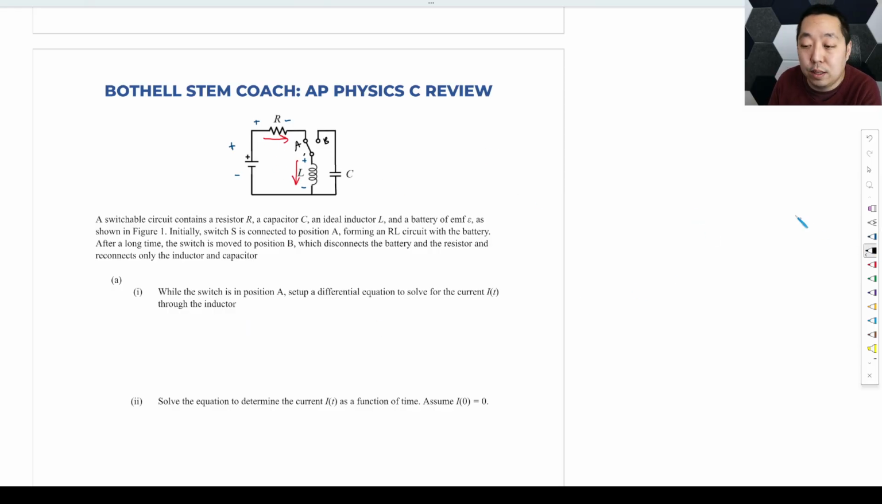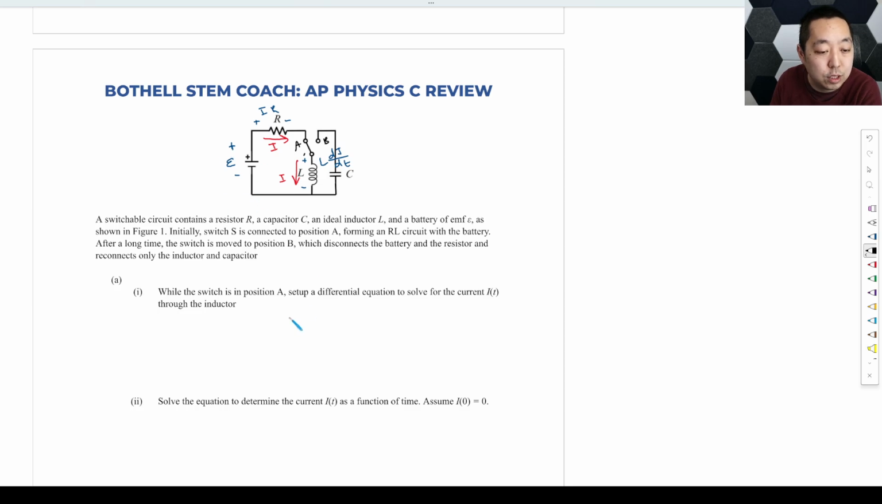Now we want to think about, let's call this I, because we're trying to figure out what I is, and they're in series, so the same I. So the voltage across here is going to be I times R, and the voltage across here is L di/dt. And this is epsilon. So what is our equation going to look like?